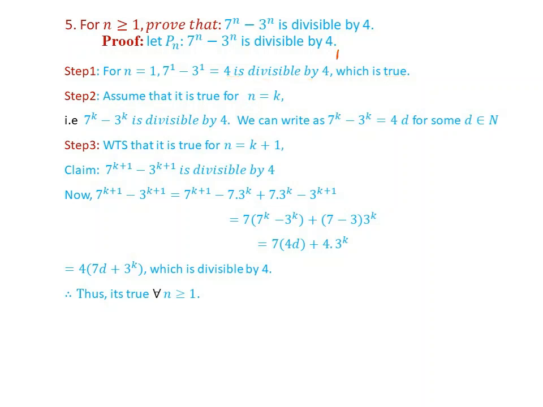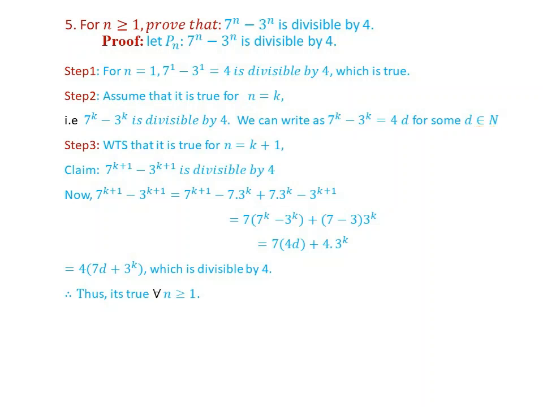Step 2 is the assumption. The assumption says that it is true for n is equals to k, substituting k in place of n. That means 7 to the power of k minus 3 to the power of k is divisible by 4. That means we can write this as 7 to the power of k minus 3 to the power of k is equals 4 times d for some d element of natural number.